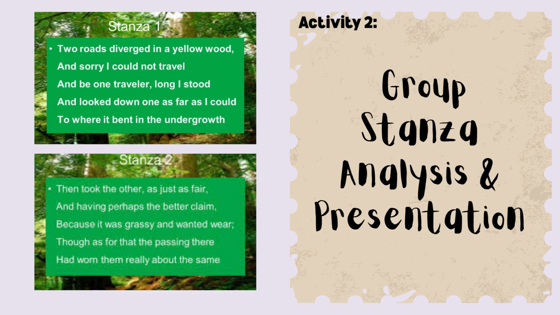For example, in stanza 1, the group might focus on the imagery of the two diverging roads and the traveler's sense of indecision. In stanza 2, another group could explore the metaphor of the paths representing different life choices and the traveler's attempt to make the right decision.